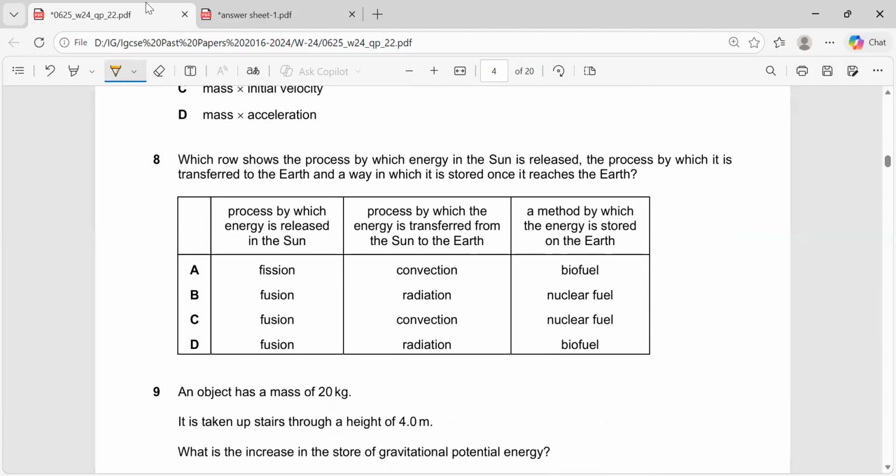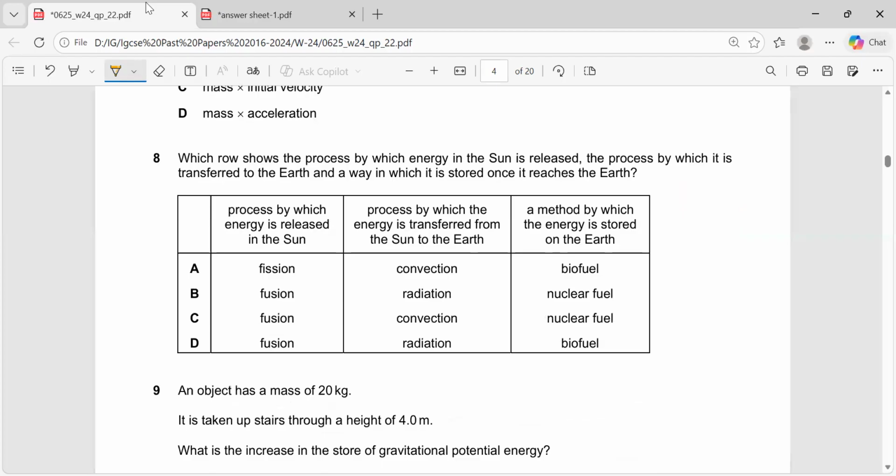Not a problem. Now question number 8, no need to read it carefully. Which row shows the process by which the energy in the sun is released? By which the energy in the sun is released. It is simply radiation. Oh, no. Yeah, the process by which energy is transferred, that is radiation. Wait a minute. So this is not radiation, it is fusion.